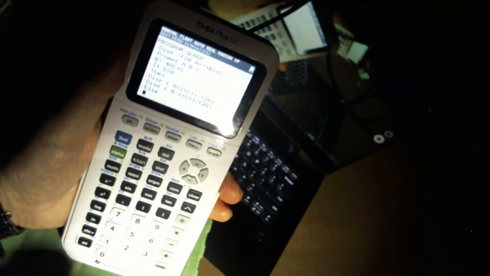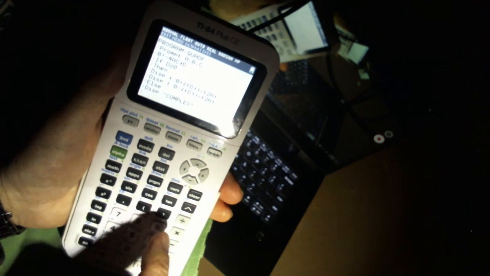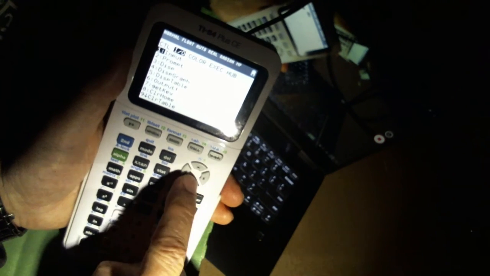Else. Now I want to handle the complex case. So I'm going to remind myself that these are complex roots. I'm going to display just the word complex to remind me that I'm writing complex roots. So second alpha lock, quotation marks, C-O-M-P-L-E-X, close quotations. So it's going to type the word complex on the screen. And let's see, I have to display the complex case.